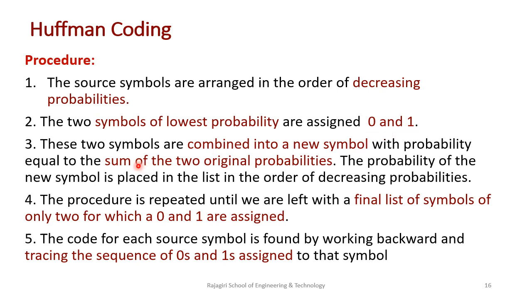Then the two symbols having least probability are combined to form a new symbol with a probability equal to the sum of the two original probabilities. This is then placed in the second column, which is arranged in the decreasing order of probabilities. This procedure is repeated until we are finally left with two symbols to which we assign a 0 and a 1. The code for each source symbol is then found by working backwards and tracing the sequence of zeros and ones assigned to each symbol.